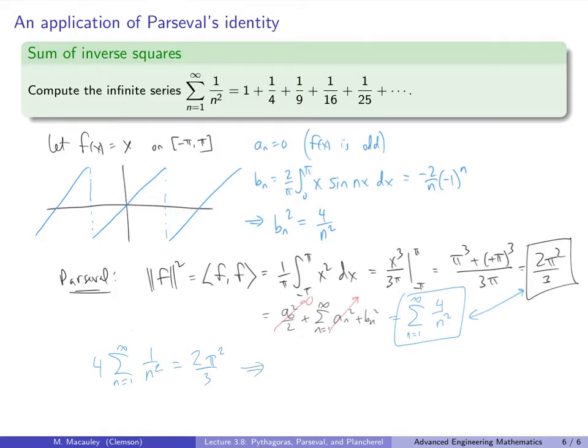So if we divide both sides by 4, we get that the infinite sum that we are seeking, 1 over n squared, equals... what is that? 2 pi squared over 12, which is pi squared over 6. So I bet you didn't see that one coming, that this infinite sum of the inverse squares is pi squared over 6. Okay, so that's a fun application.